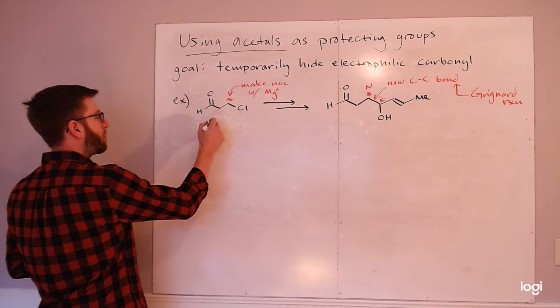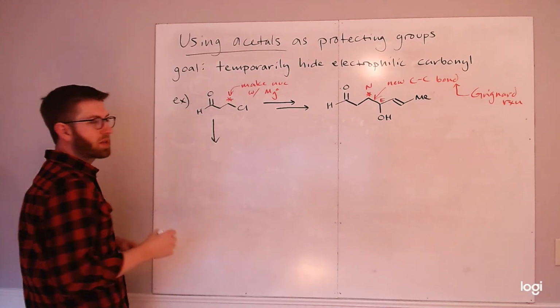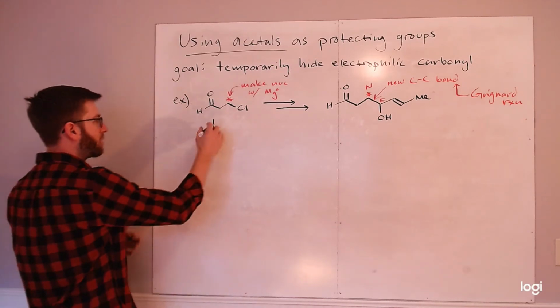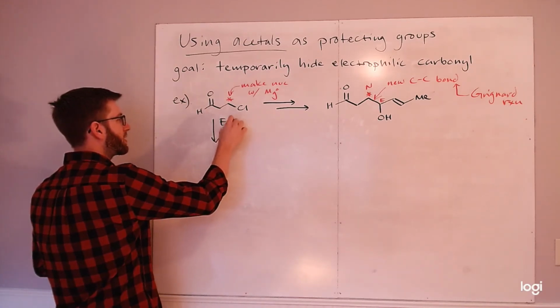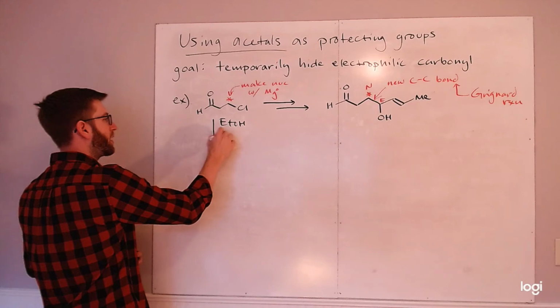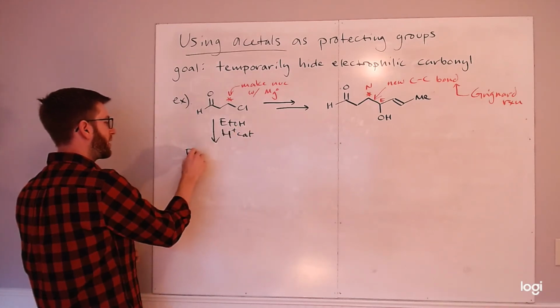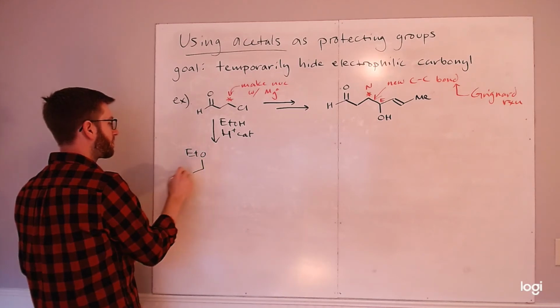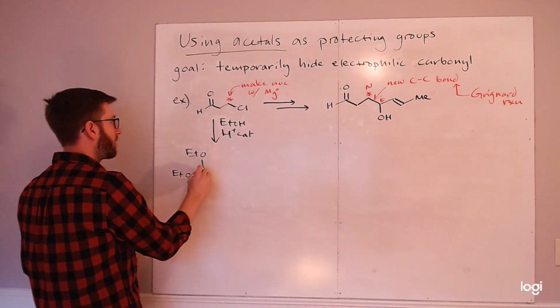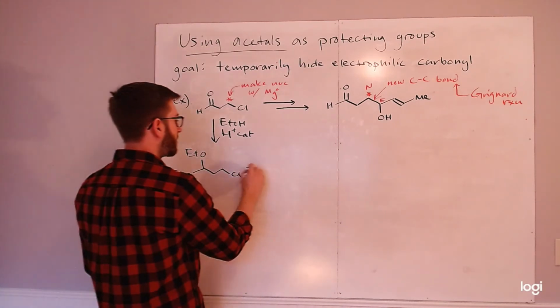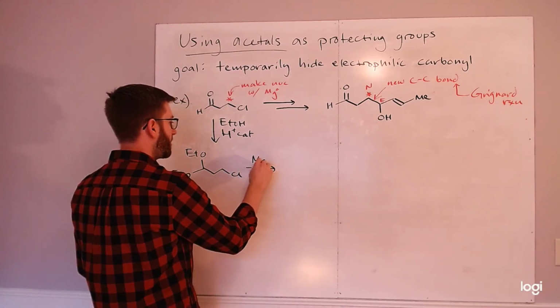So from a perspective where we would actually propose a synthesis, again, the first thing we want to do is hide the reactivity that we don't want. So we're going to make an acetal. I'll choose a different acetal this time. So we'll use ethanol and an acid catalyst. And that's going to give us a diethyl acetal, like so. Now I'm ready to make my Grignard reagent, so I'm going to treat this compound with magnesium metal.